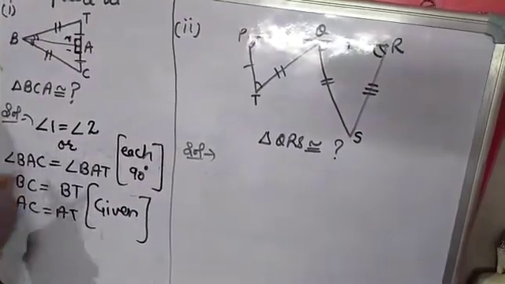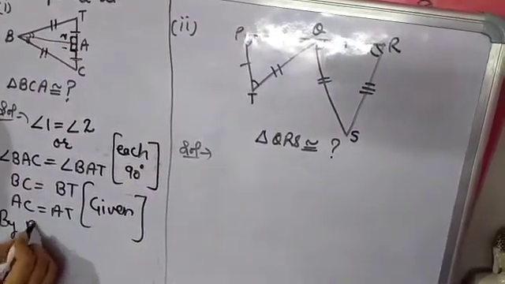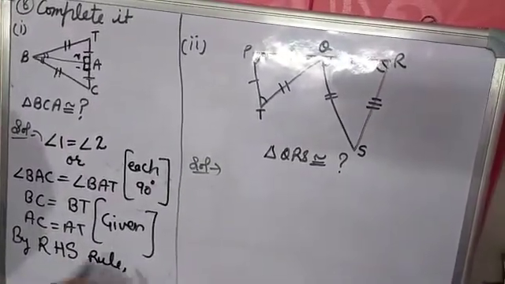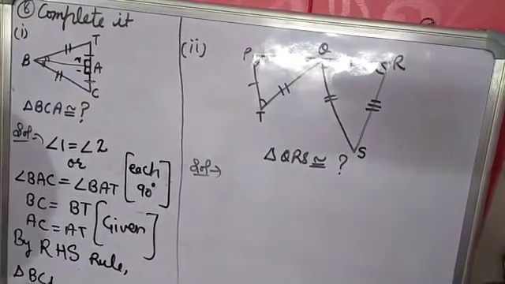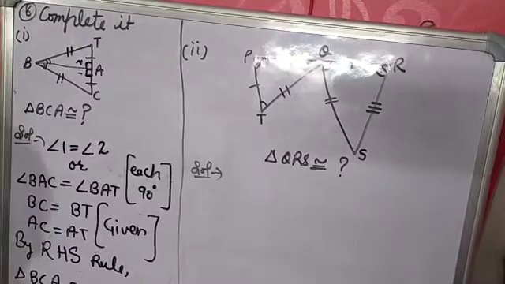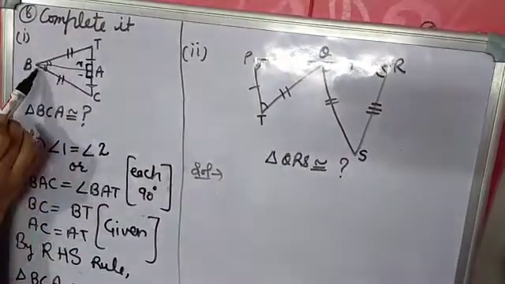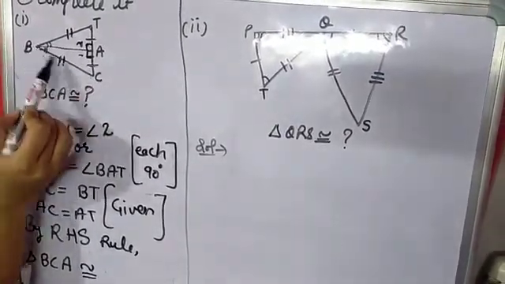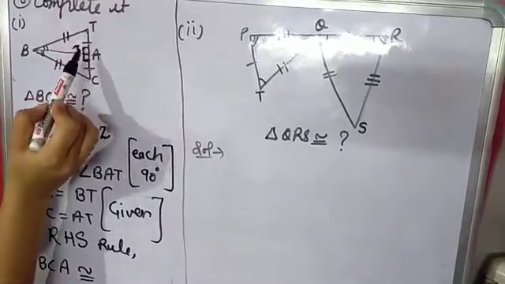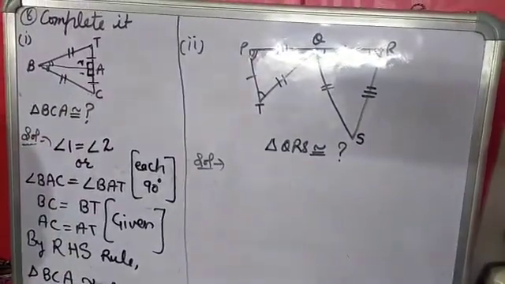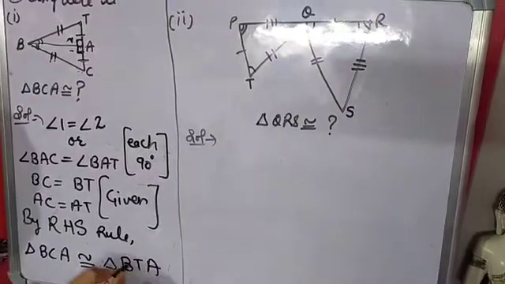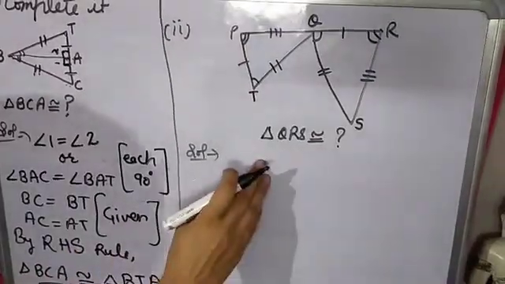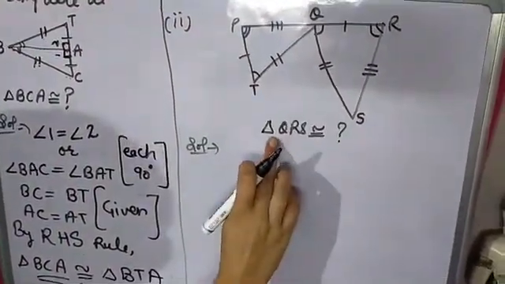So by RHS rule, triangle BCA is congruent to triangle... now look carefully, BCA. BC means BT. BCA means BTA. BTA. Answer.